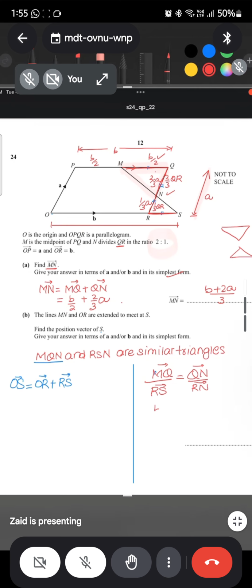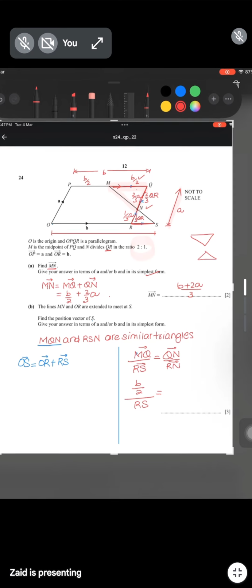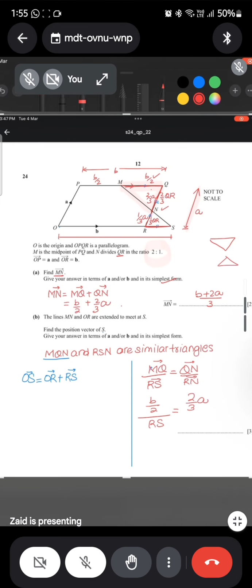So mq is b upon 2. rs, I don't know. qn is 2 upon 3a. And rn is how much? 1 upon 3a. Okay. So a and a get cancelled out. 3 and 3 get cancelled out. So I'm left with b upon 2 over rs equals 2. Rs goes on the top.